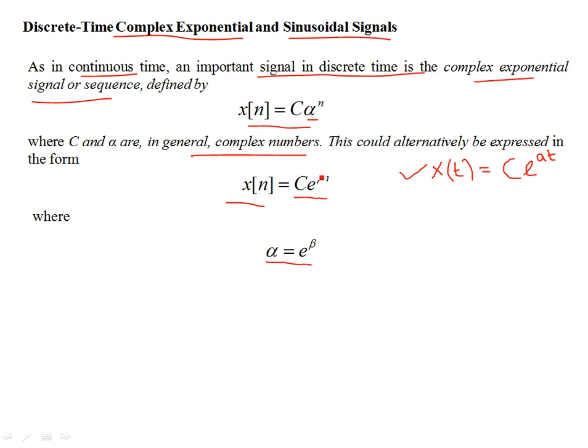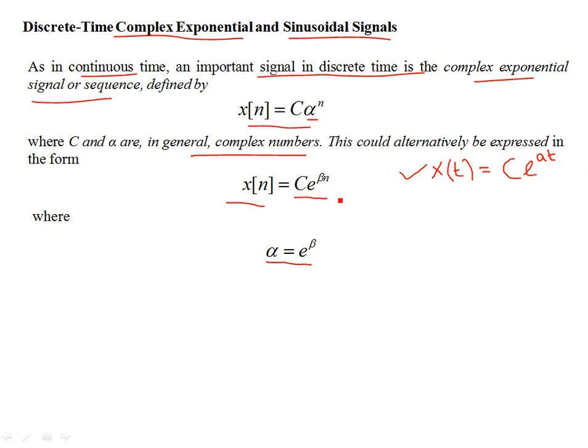Beta could be real, it could be positive, it could be negative, and it defines the behavior of this complex exponential sequence, whether it is growing with increasing time index n, or it decays. Just like we saw that in the real signals in the continuous time exponential signals, where a was real, with a being positive or negative.